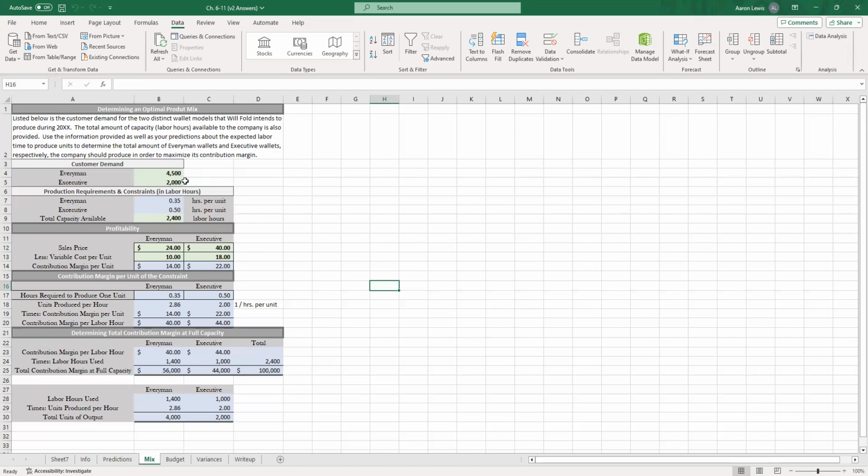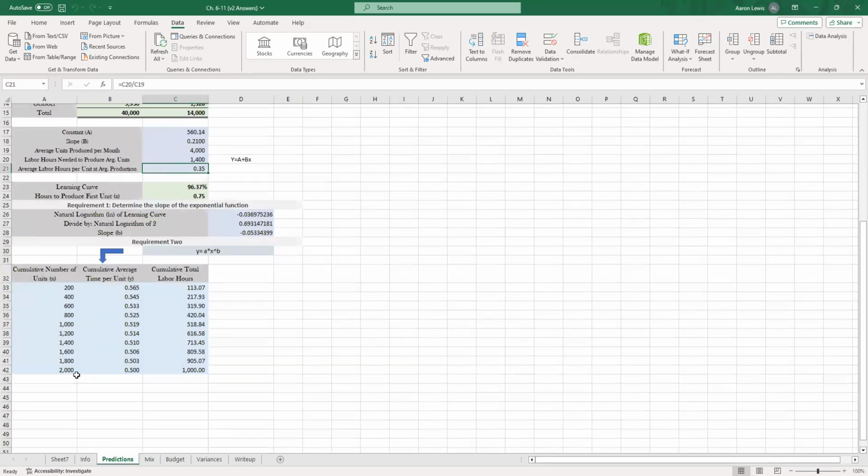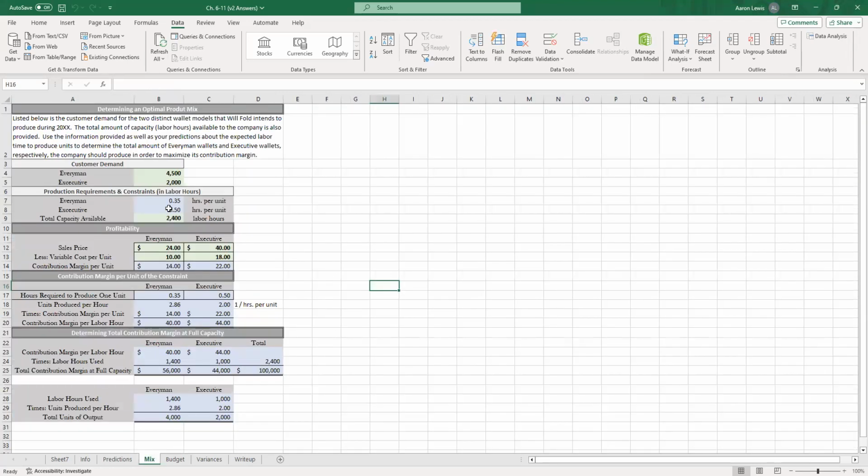We have 2,000 units as our customer demand. Well, if we go back to our predictions, we see at 2,000 units, the average time per unit is half of an hour. So we can use that as our rate. That is our estimated amount of time it's going to take to make one of those models.